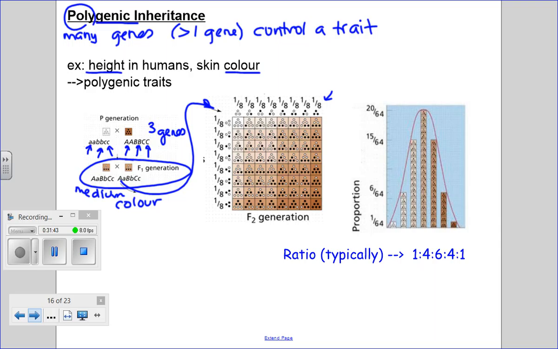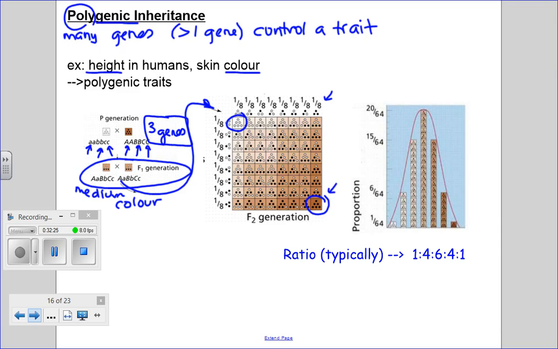These two parents with medium colored skin could, it's a 1 in 64 chance, but could produce an offspring with very, very light colored skin. So someone who was close to being albino, we would say. They could also produce, albeit by a small chance, someone who has very, very dark colored skin. And that's because there are many genes involved, and the combination of all 3 of them is what determines what skin color you have. So the idea is this.